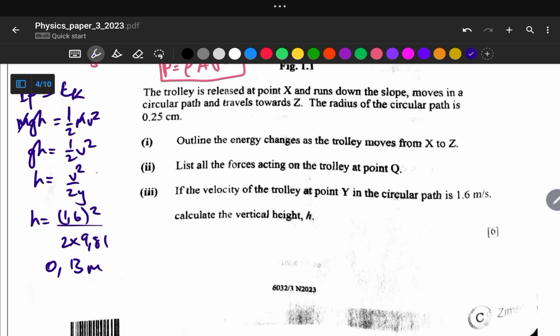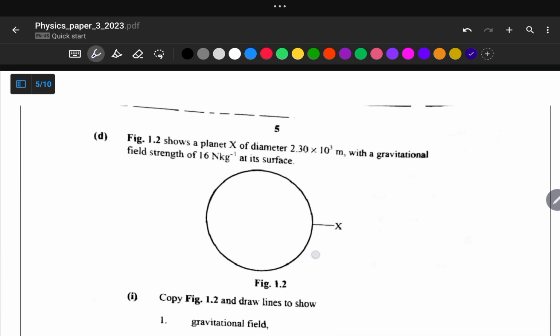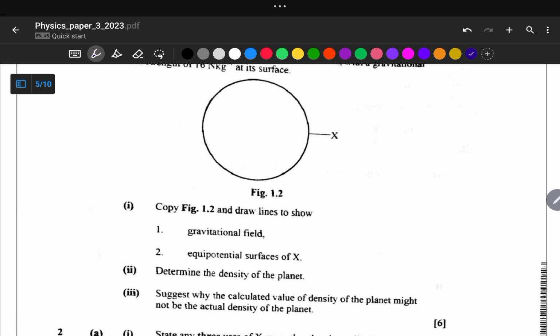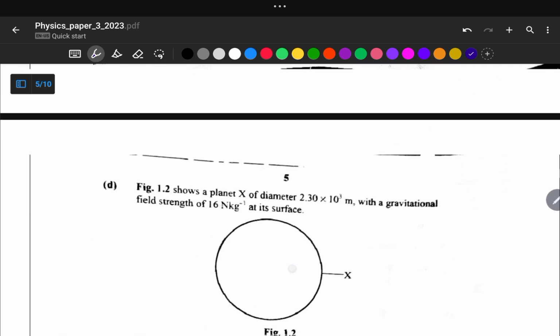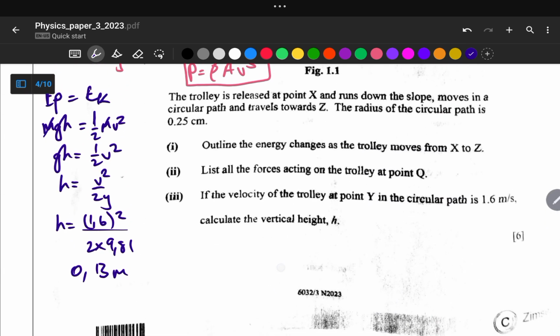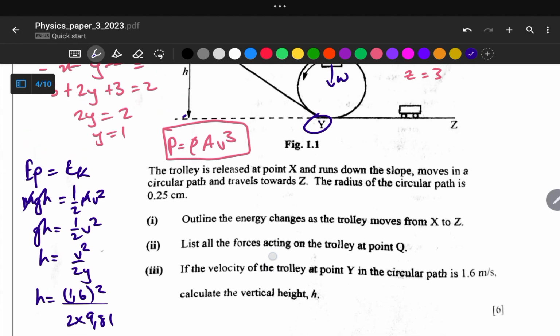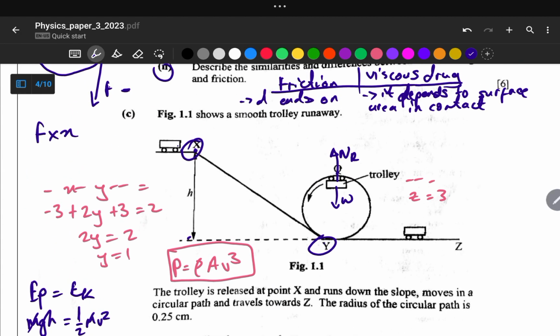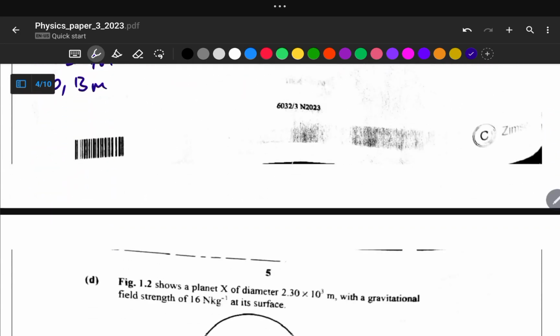Okay, and let us move on to this part of our question. This is part D. So as you can see, this question paper was very easy for this number 1 question. For 25 marks, I think this was the easiest question paper you might ever have seen.